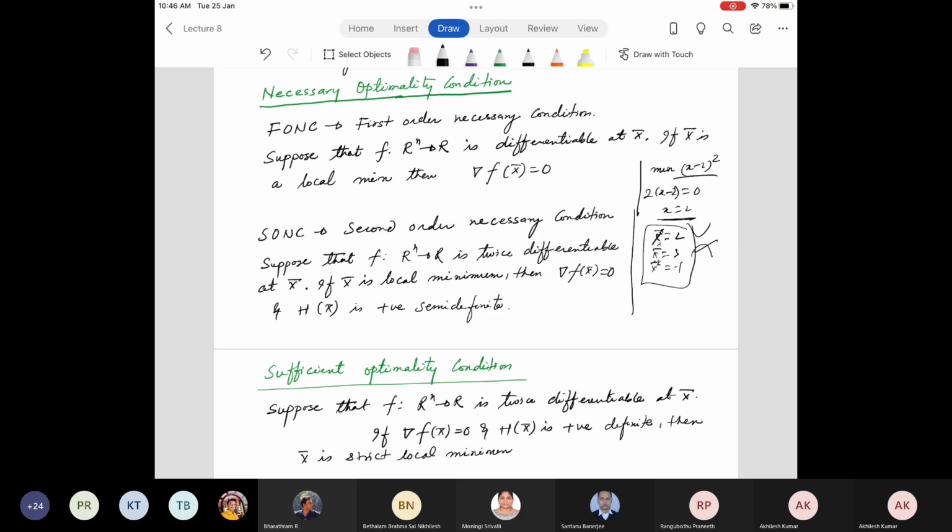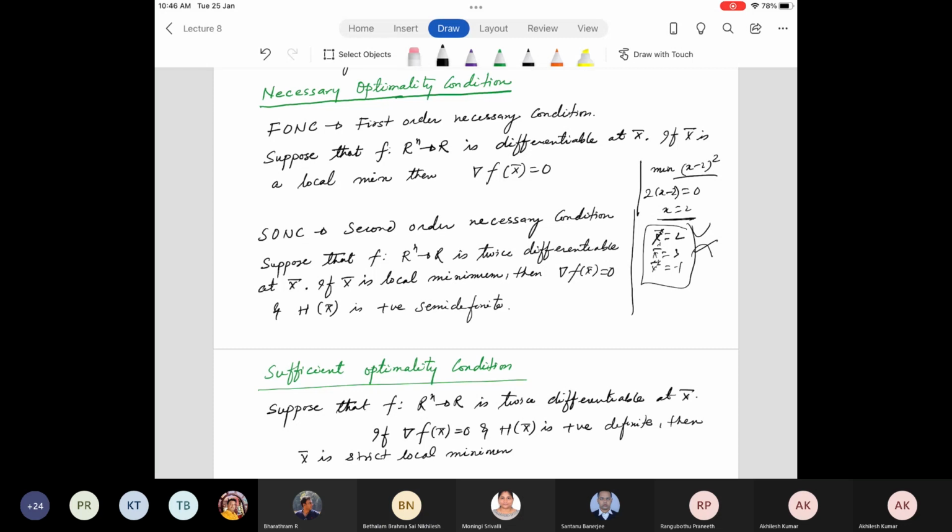In the necessary optimality condition, we are trying to find those points which can satisfy the local minimum condition. But in the sufficient condition, we are trying to say that if this is true, then x bar is a strict local minimum. Now read again both the statements, the FONC and the sufficient condition. Do you see the difference now? If x bar is a local minimum, then these two will be true. That's what I'm saying in the necessary optimality condition. Here I'm saying conversely, if these two things are true, then x bar is a strict local minimum. Do you see the difference?